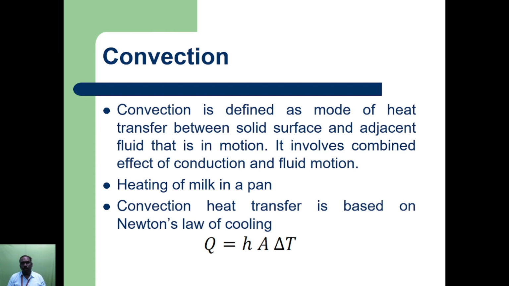Now the second mode of heat transfer. Convection is the mode of heat transfer between a solid surface and an adjacent fluid, that is, in fluid motion. Convection is defined as the mode of heat transfer between a solid surface, any material, and the adjacent fluid flow path. So the adjacent fluid is also in motion.